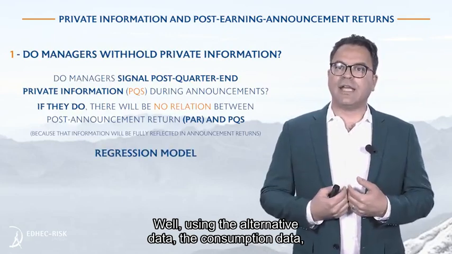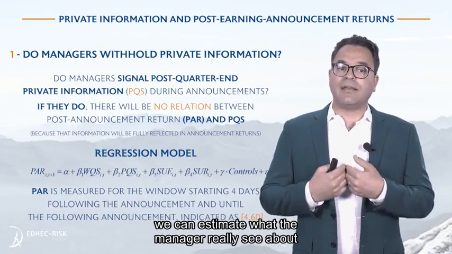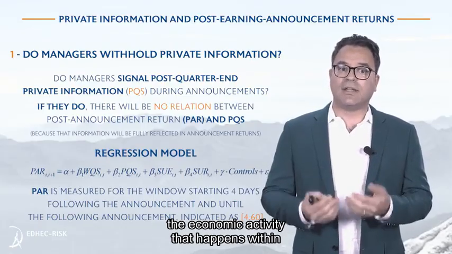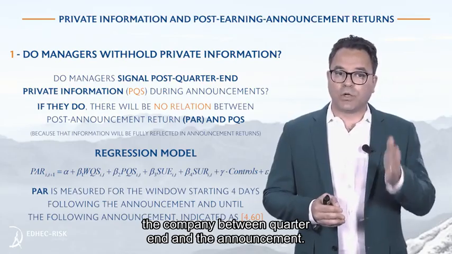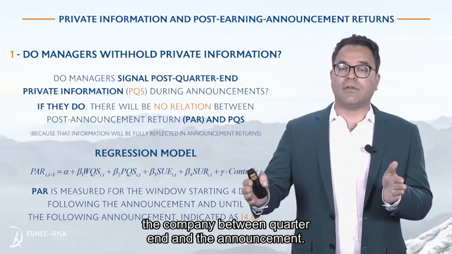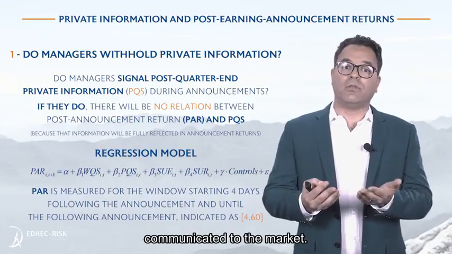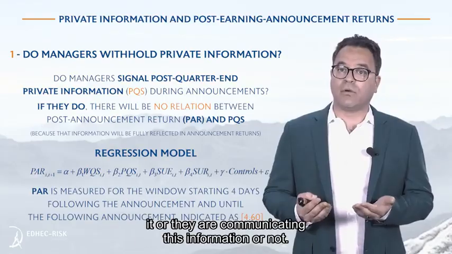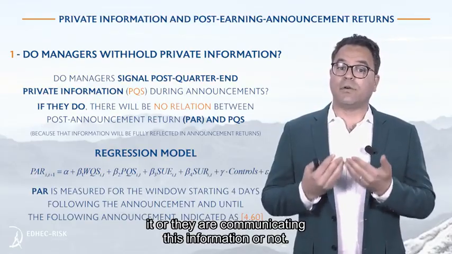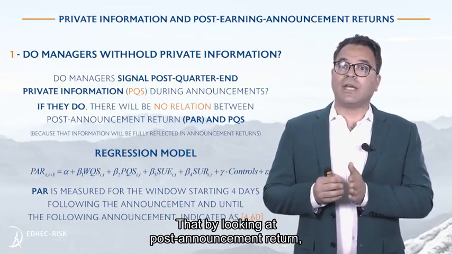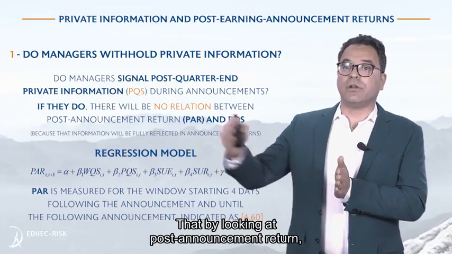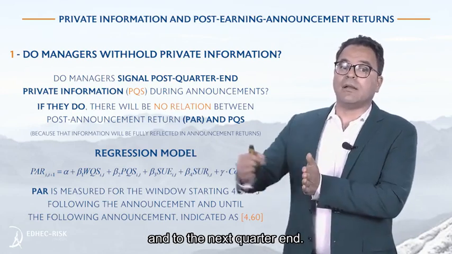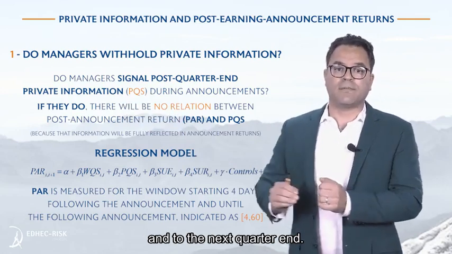Using the alternative data, the consumption data, we can estimate what the manager really sees about the economic activity that happens within the company between quarter end and the announcement, but we don't know whether it was communicated to the market. Well, it's easy to test whether they communicated this information or not, by looking at post-announcement return. That's what happened to the stock price following the announcement and up to the next quarter end.